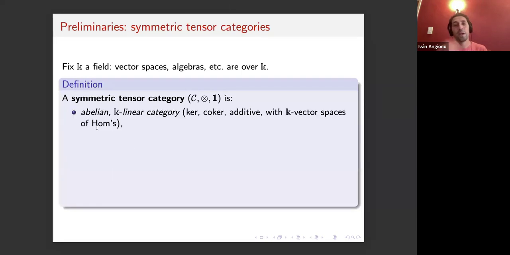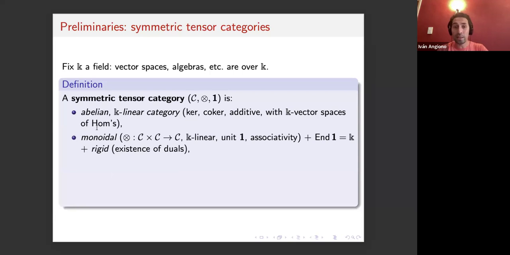We want to have kernels, cokernels, to add objects, maps, and so on. K-linear, so we want the hom spaces to be k-vector spaces. I'm not going to define precisely each one of these notions, but the main points about them. Then we want a monoidal category because we want to have tensor products between objects and maps. And in that sense, I want the tensor product to be k-linear. This is the compatibility between the k-linear category and the monoidal category that I want.